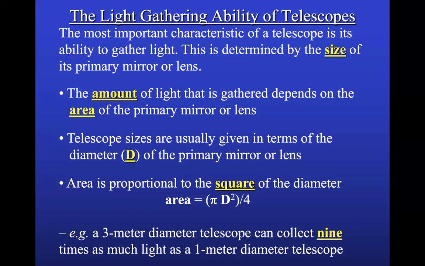Now I expect even in exams that you should be able to do these kinds of small calculations, right? If I ask to compare the light gathering ability of two telescopes in the exam, all you need to do is just use this equation to compare it, right?